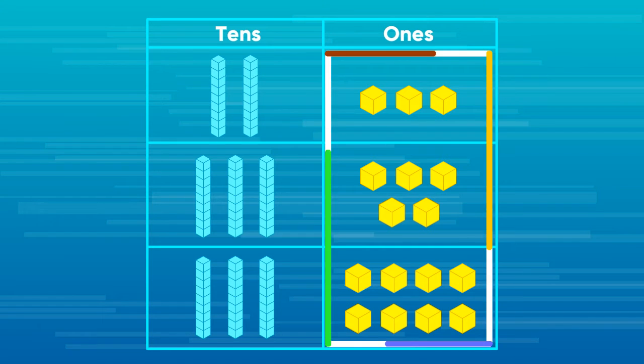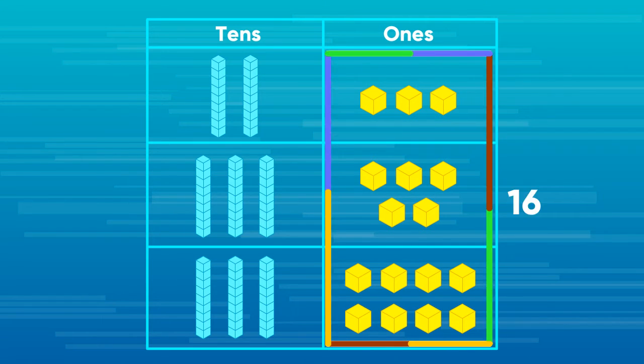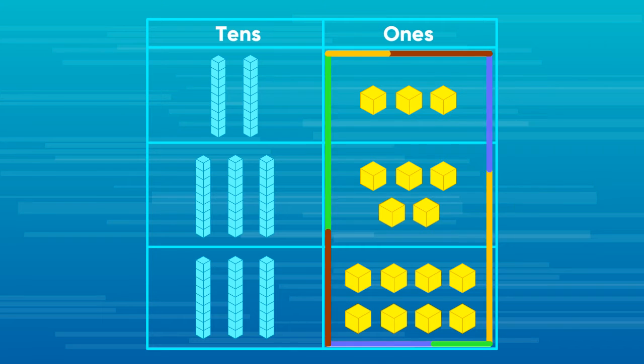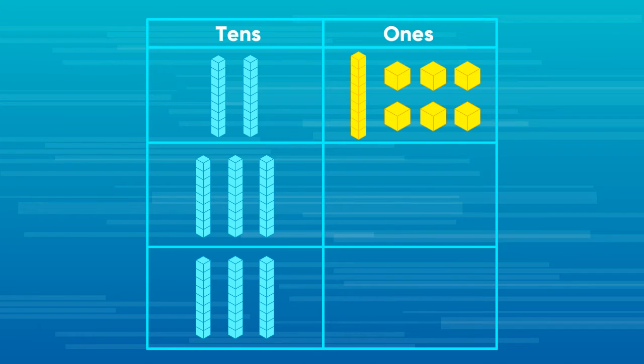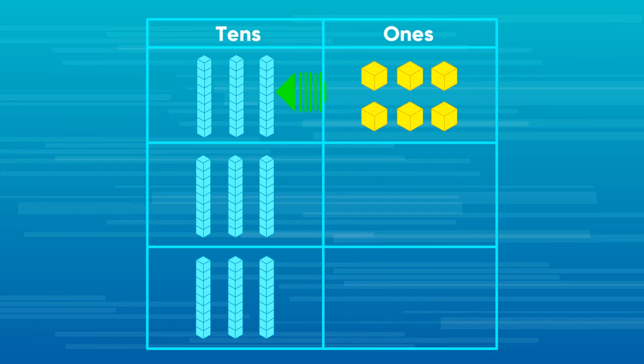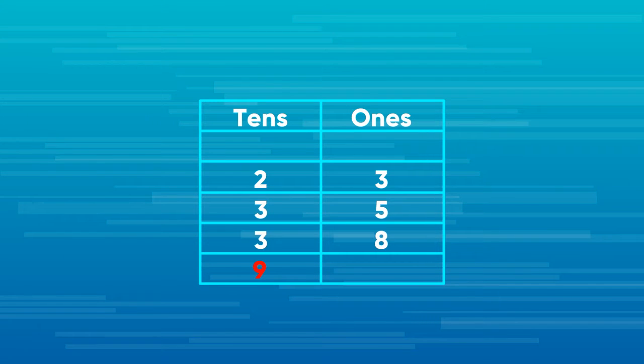On adding the cubes in the ones place, we get 16 cubes in all. Of these 16 cubes, 10 cubes group together to form 1 rod, which gets carried to the tens place, and 6 cubes remain in the ones place. Thus, on adding, we get 9 in the tens place and 6 cubes in the ones place. Therefore, 23 plus 35 plus 38 is equal to 96.